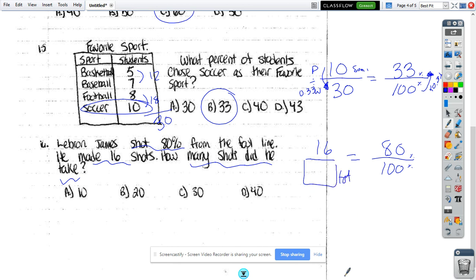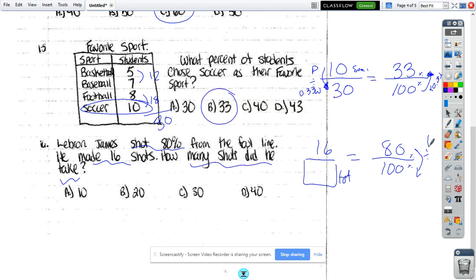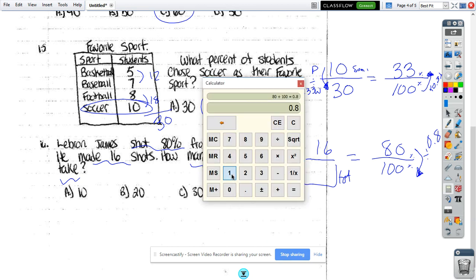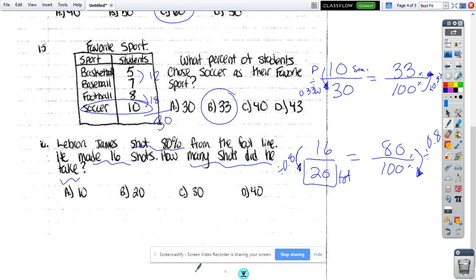So let's find our relationship. Here I can divide down. 80 divided by 100 is 0.8. And so then if I'm doing the same thing, so my arrows are going in the same direction, so I'm going to use the same operation. So I'm going to divide by 0.8. So that's 16 divided by 0.8. And we get 20. So that's 20 here. And that should be it.